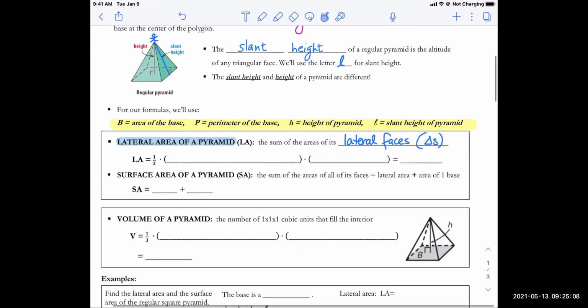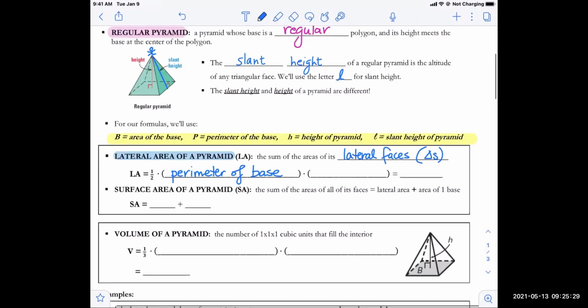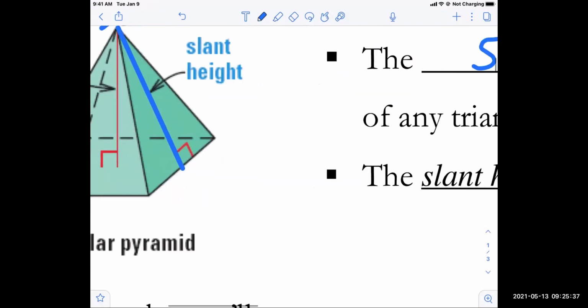Now, because they're triangles, we're going to be using 1/2 base times height of the triangles. So 1/2, the perimeter of the base is going to take all of the triangles at one time, and multiply by the height of the triangles. Now, is the height of each of those triangles going to be the height of the pyramid or the slant height? The slant height.